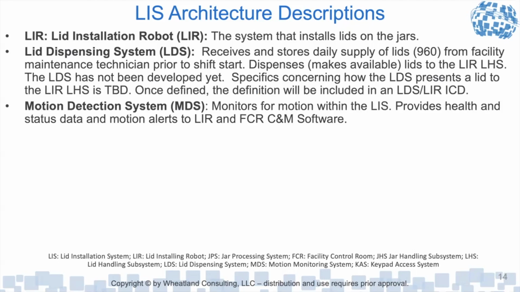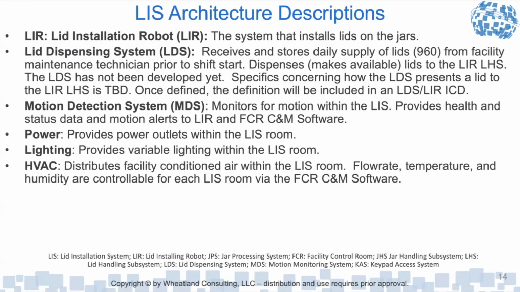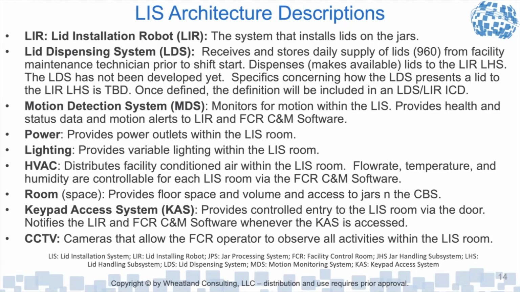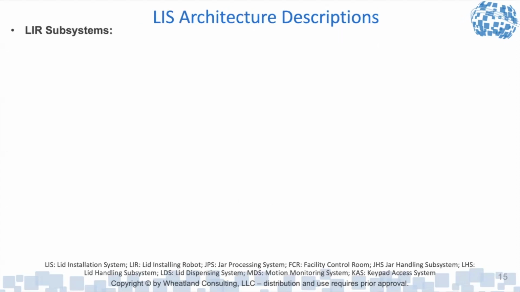document. The motion detection system monitors for motion within the lid installation system, provides health and status data and motion alerts to the lid installation robot, the flight control room CNM software, the power lighting HVAC, and then the room space and the keypad access system and the cable TV system.